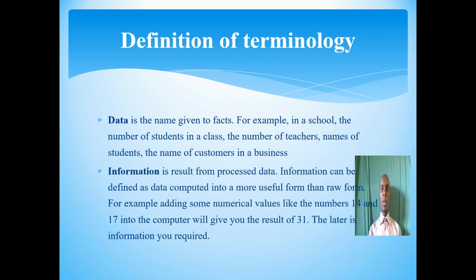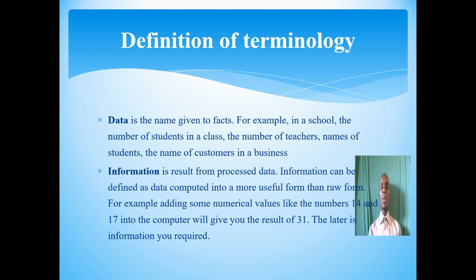So we have some terminologies here that we need to define that are mostly used in computer. The first terminology is data. We define data as the raw facts that are given or entered into the computer so as to produce information. We have an example here. Example of data, we can say that in a school, you have the number of students in a class, the number of teachers, names of students, and the names of customers in a business. Those are examples of data.